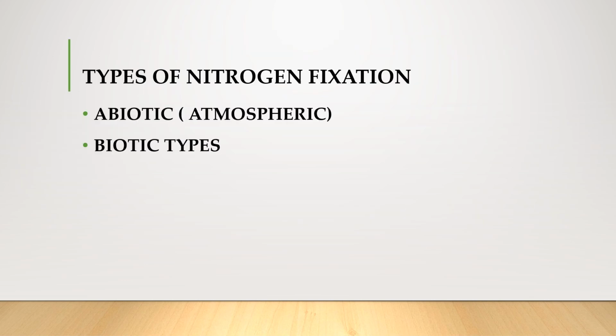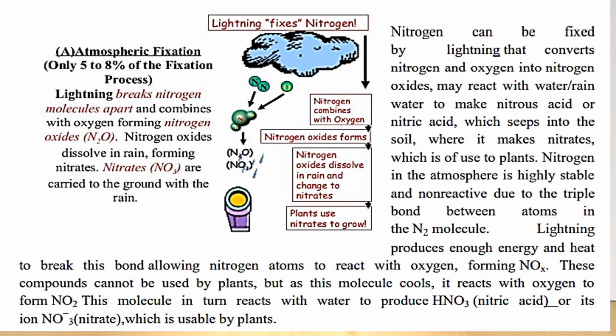The second video on nitrogen fixation talks about the types of nitrogen fixation. Nitrogen fixation is of two types. We have abiotic nitrogen fixation, which is the atmospheric nitrogen fixation, and then the biotic type. First let us talk about atmospheric fixation, or the abiotic fixation.